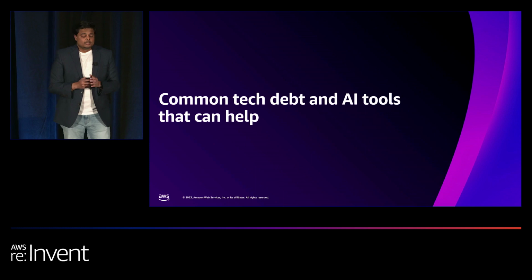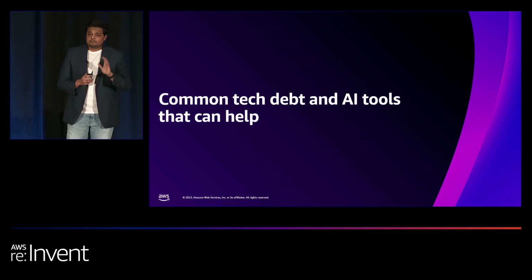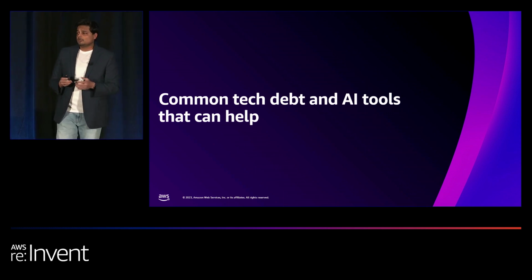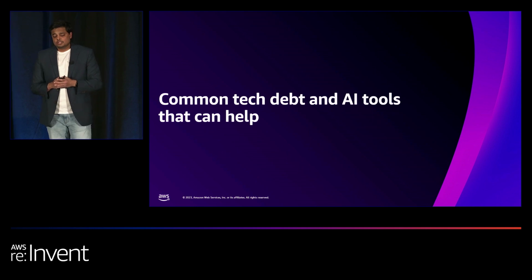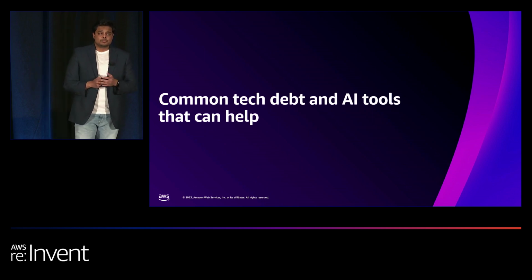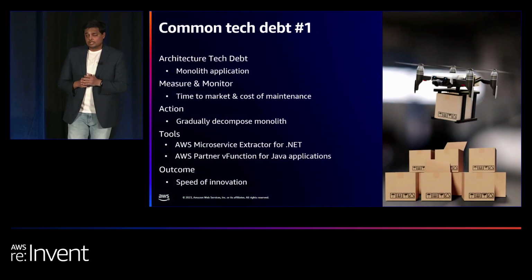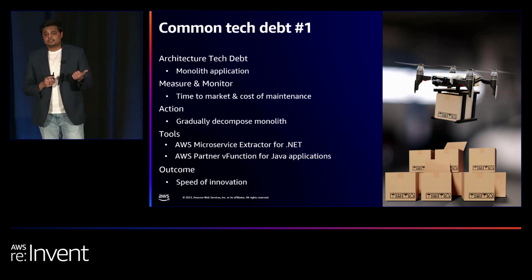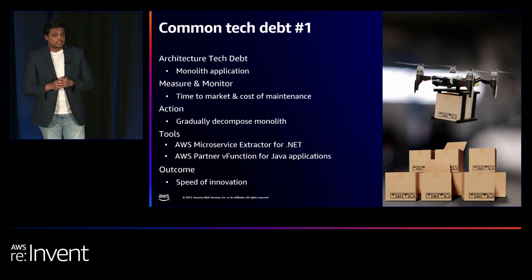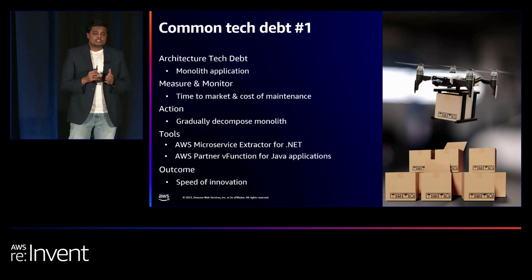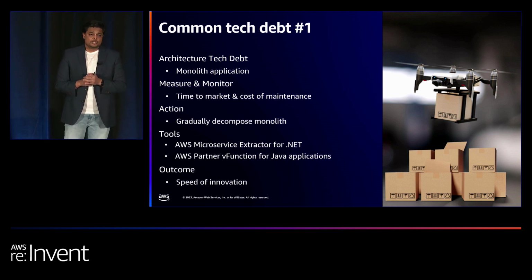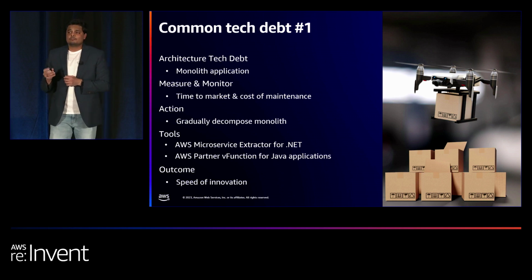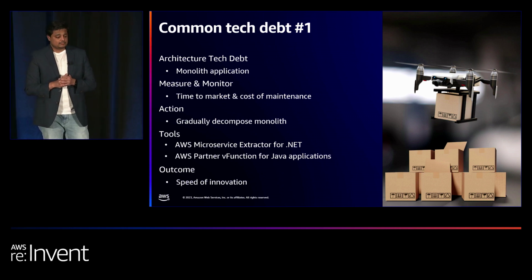So let's look at the common technical debt patterns. There are 5 patterns that I have come across in my customer conversations, and I'm going to talk about how AWS services can speed up innovation by reducing technical debt for those patterns. The first is architecture technical debt. And the most common example is the monolith application. You start by measuring how much time to market you have for new features, and what's the cost of maintenance for that particular application.